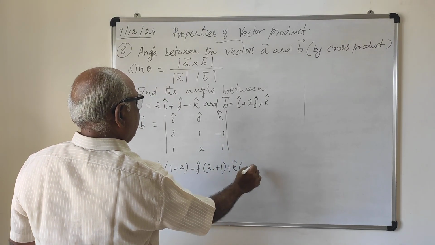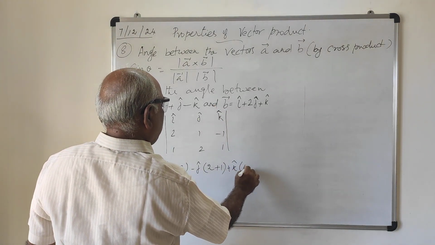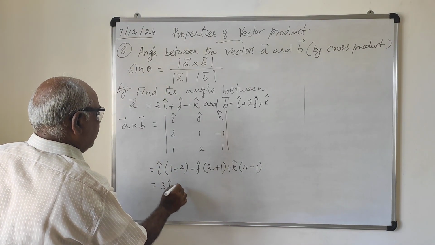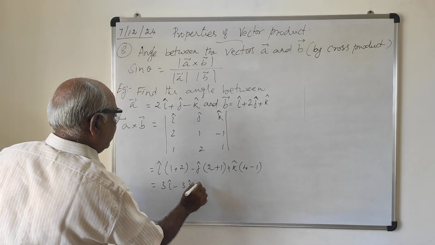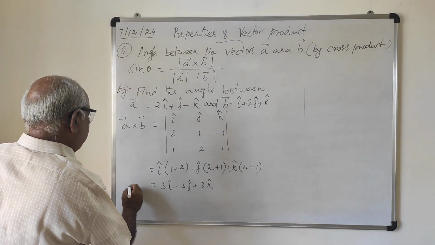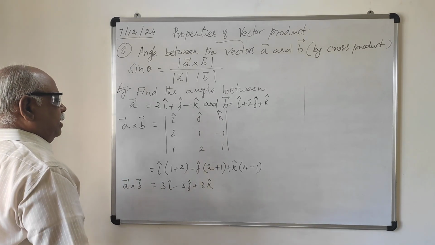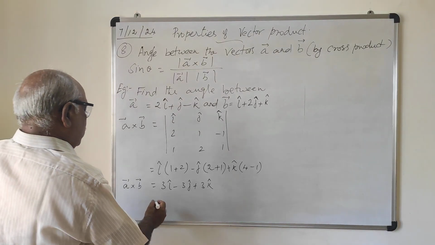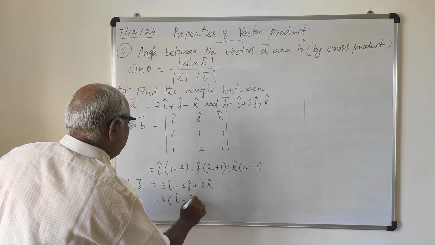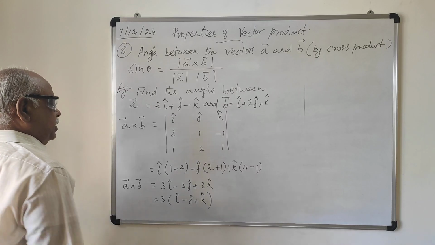Plus k cap, eliminating the k row and k column: 2 into 2 minus 1 into 1, that is 4 minus 1. So this is 3i minus 3j plus 3k. This is A cross B. Or you can write it as 3 times (i minus j plus k), taking 3 as the common term.